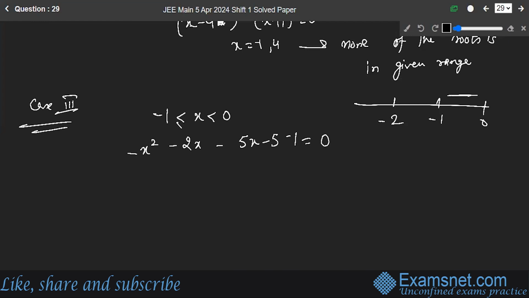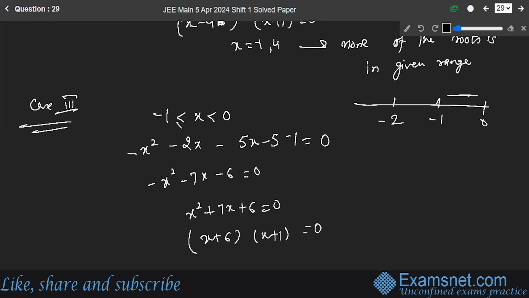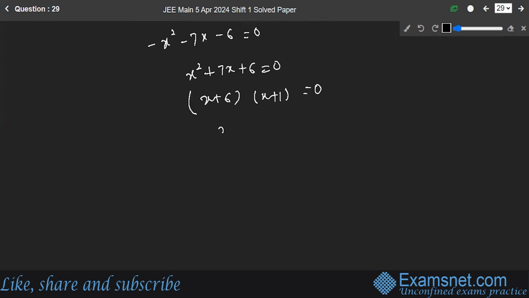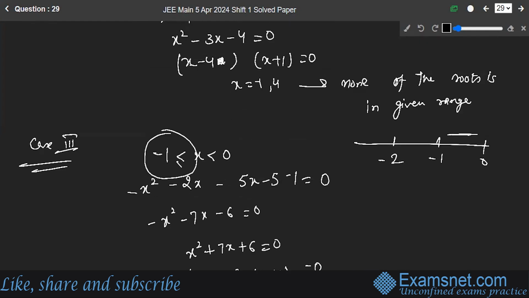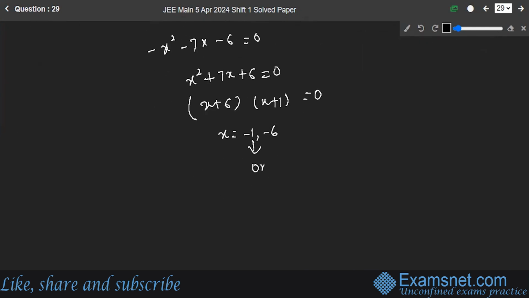X into x minus 1, this will give you a negative value, and -2x, and all those things. This will be minus x squared minus this, or x square plus 7x plus 6 is equal to 0. The two roots will be x plus 6 and x plus 1 is equal to 0. These are the two factors, so these are the two roots. From here, this is satisfying this range because -1 was inclusive. One root is in the range.